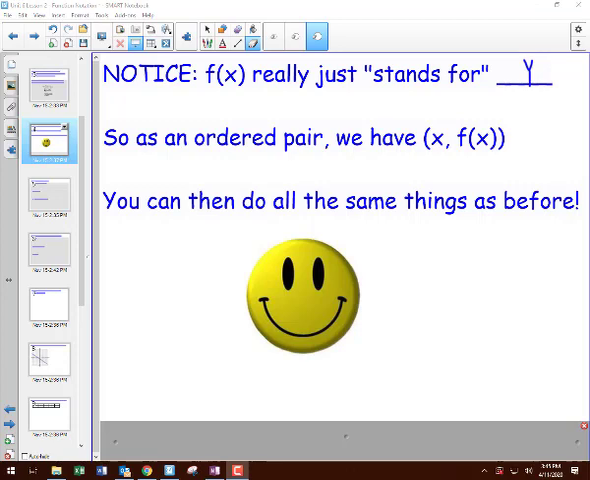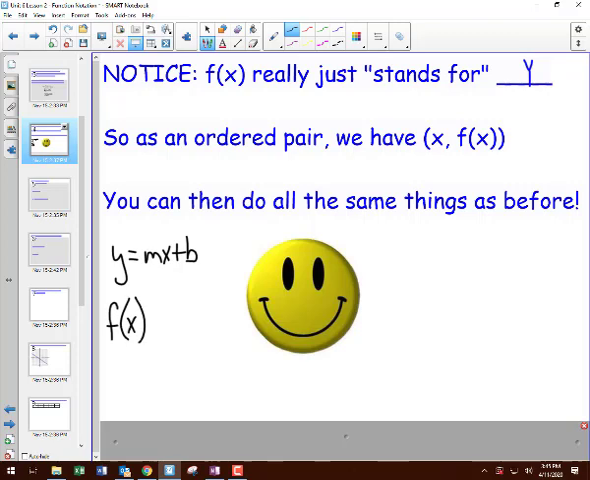Okay, so the basis that we started on last time, we talked about this function, and we talked about how f of x really just stands for y. Now I know you've seen y equals mx plus b. That's slope-intercept form. Since f of x and y are essentially the same thing, f of x also equals mx plus b.